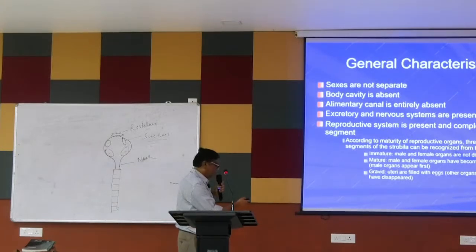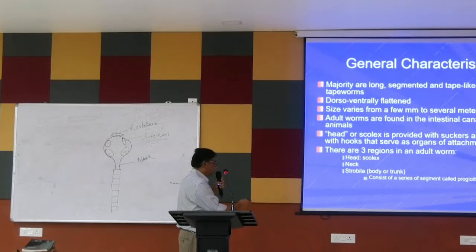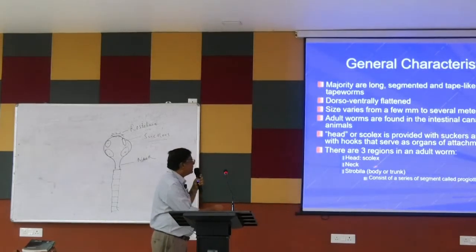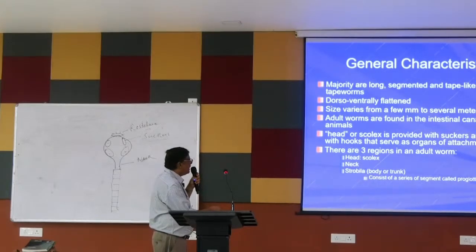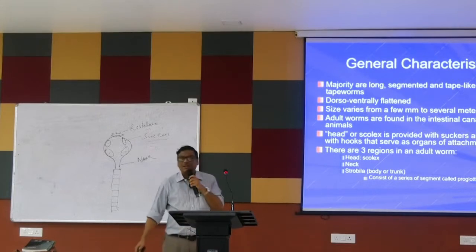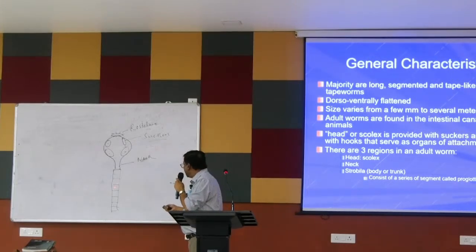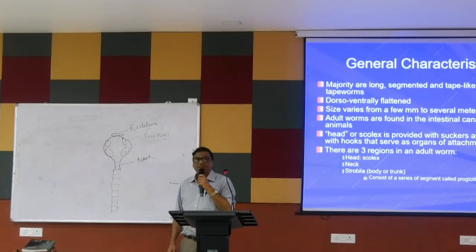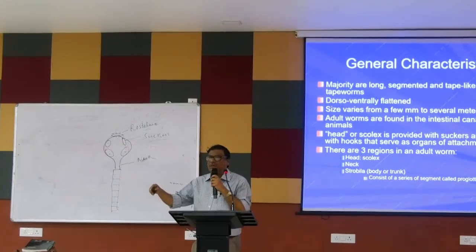So head, scolex, neck, strobila, body or trunk, which consists of a series of segments called proglottids. These series of segments are there. These are called proglottids. These segments are of different types: one is immature, another is mature, and the other is the gravid segments.